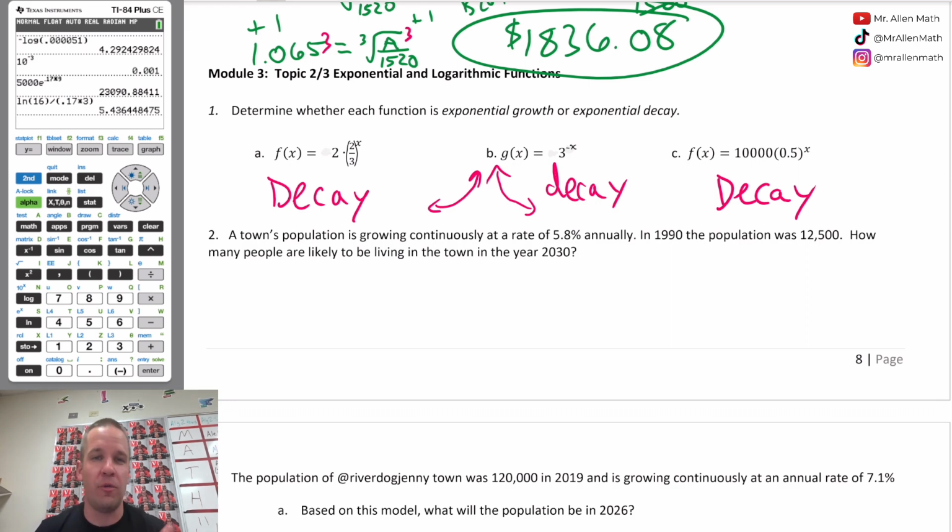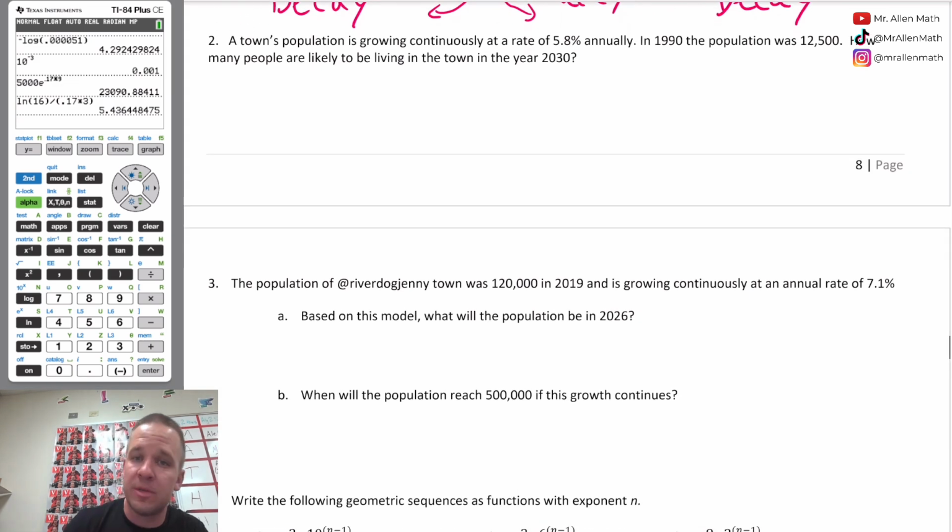Now that part B there, if it was just 3 to the x, that would have been a growth one, right? Okay, next thing. So we got a town's population is growing continuously at a rate of 5.8% annually. In 1990, the population was 12,500. How many people are likely to be living in the town in the year 2030?